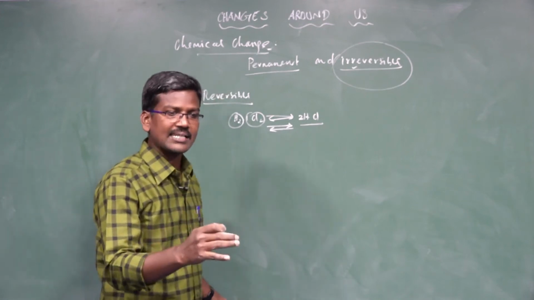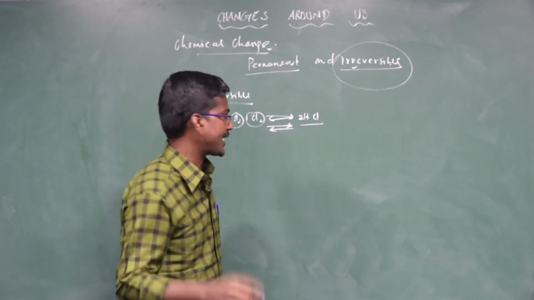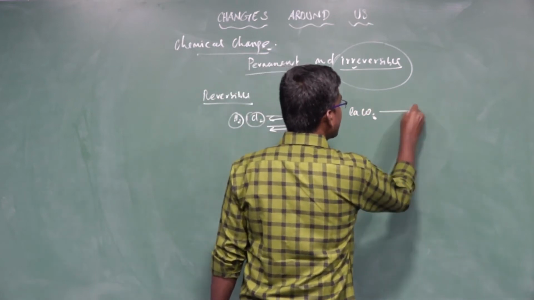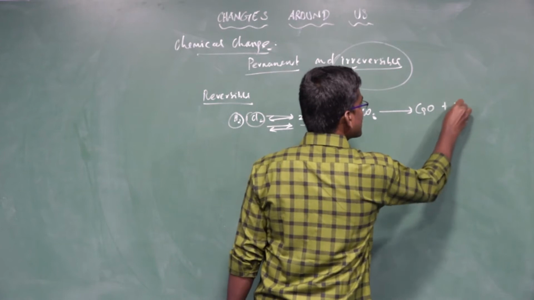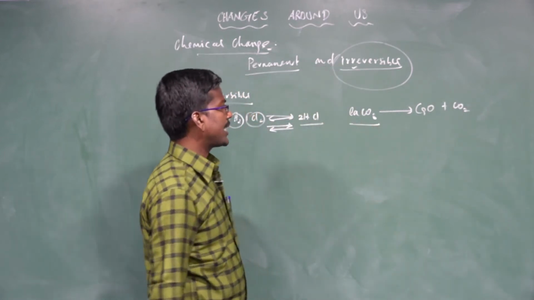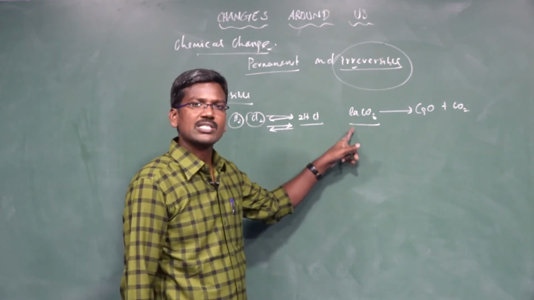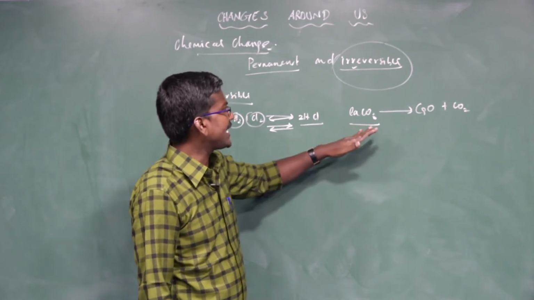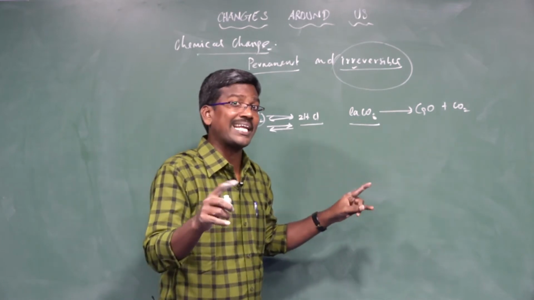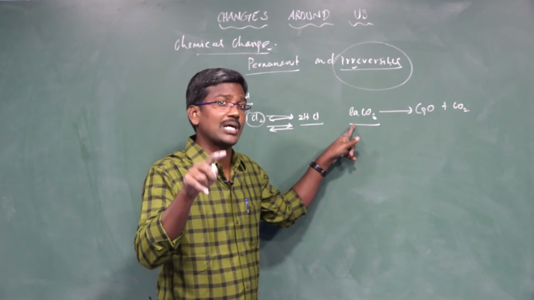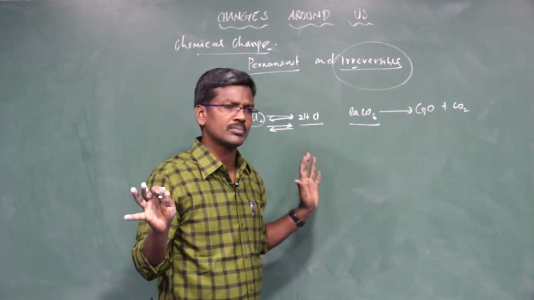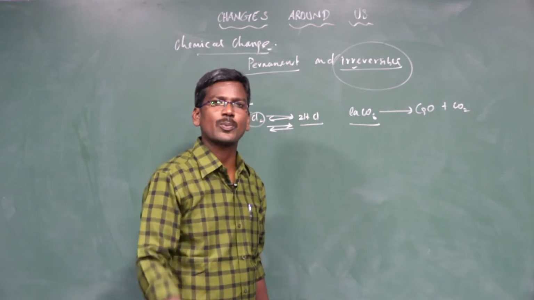Irreversible: the reactant can only be converted into product. For example, calcium carbonate, CaCO3, otherwise called limestone, decomposes to form calcium oxide plus carbon dioxide. The calcium oxide cannot be recombined to form the original reactant, calcium carbonate. That's why this is an irreversible reaction. Most chemical reactions are irreversible processes.